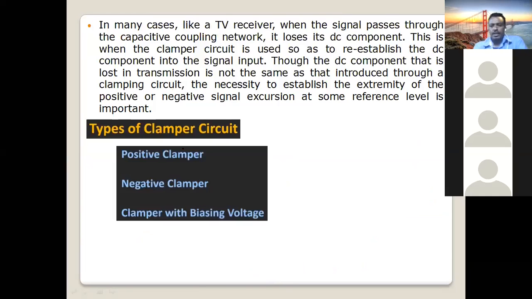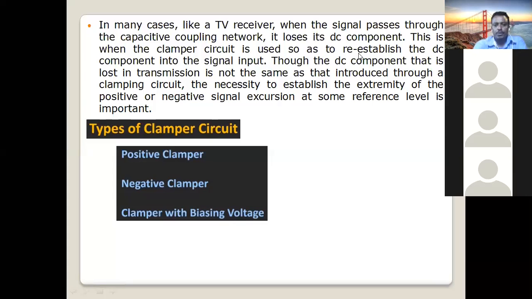Okay, so what are the types of clamper circuits? Positive clamper and negative clamper, as we have discussed. We'll discuss them one by one. And clamper with biasing voltage. If you add an additional battery to increase the DC shift by more voltage, we call it a biasing voltage, clamper with biasing voltage. Those are the three types of clamper circuits: positive clamper, negative clamper, and clamper with biasing circuits.